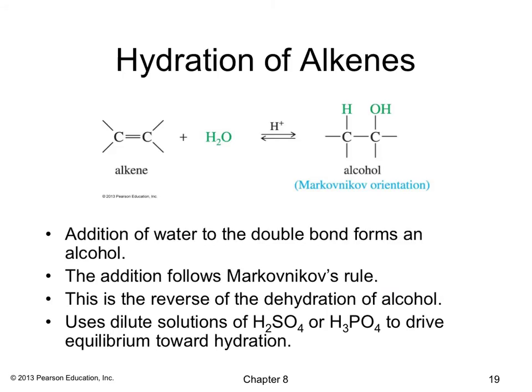In terms of hydration of alkenes, that's pretty easy. You can take an alkene in the presence of water and some acid to generate the alcohol. Now the addition obeys Markovnikov orientation. Addition of water to a double bond forms an alcohol. Addition follows the Markovnikov rules. This is the reverse of a dehydration of alcohol, which we saw in the previous problem where we added H2SO4 to dehydrate to form an alkene.